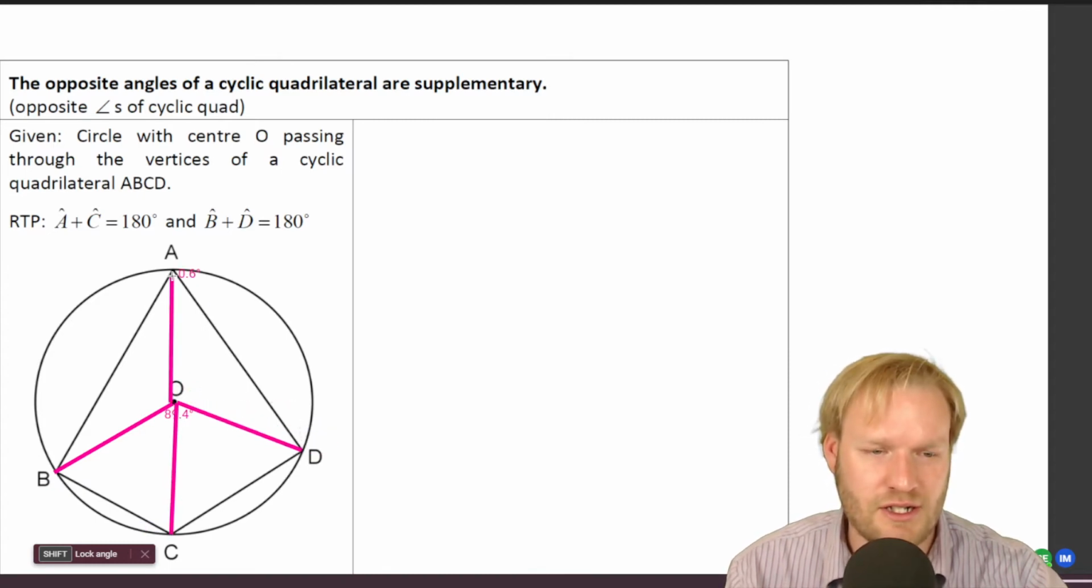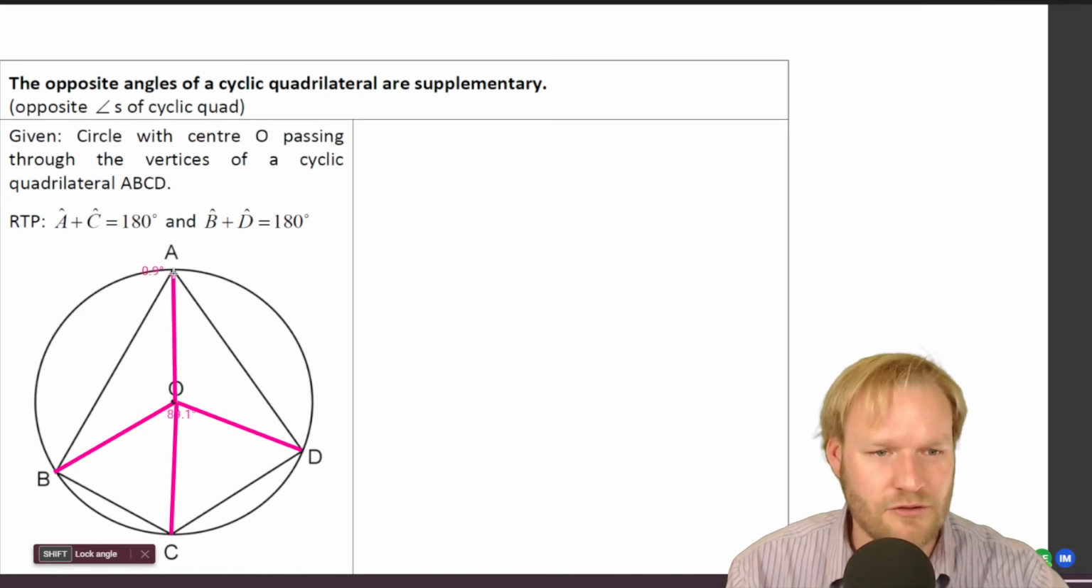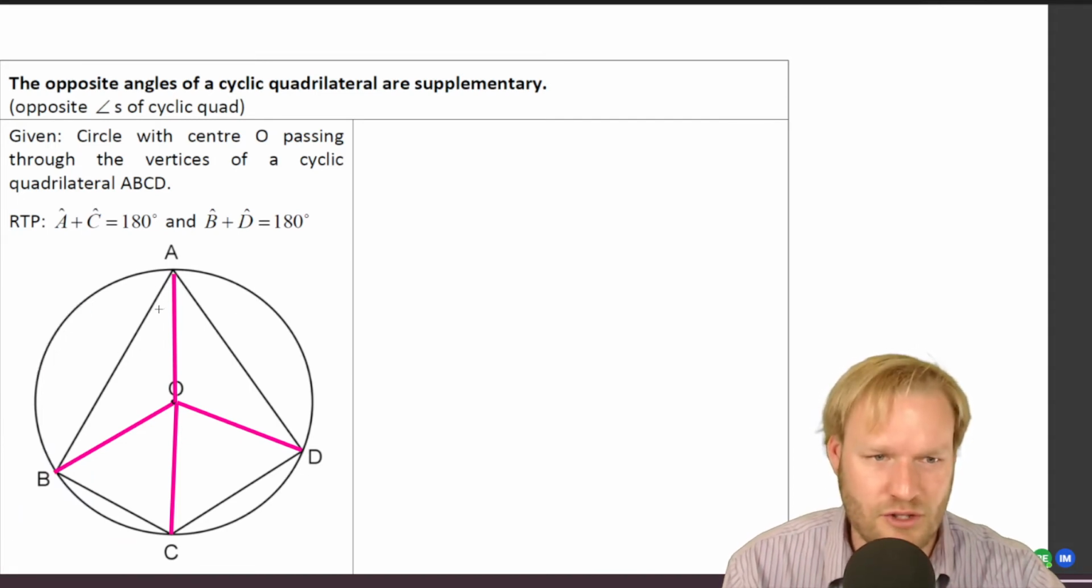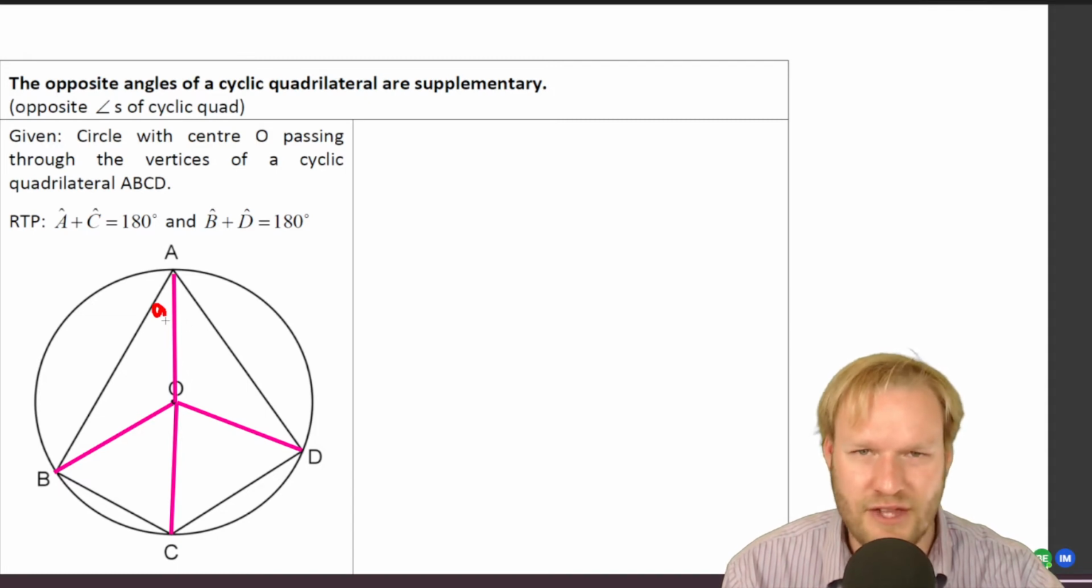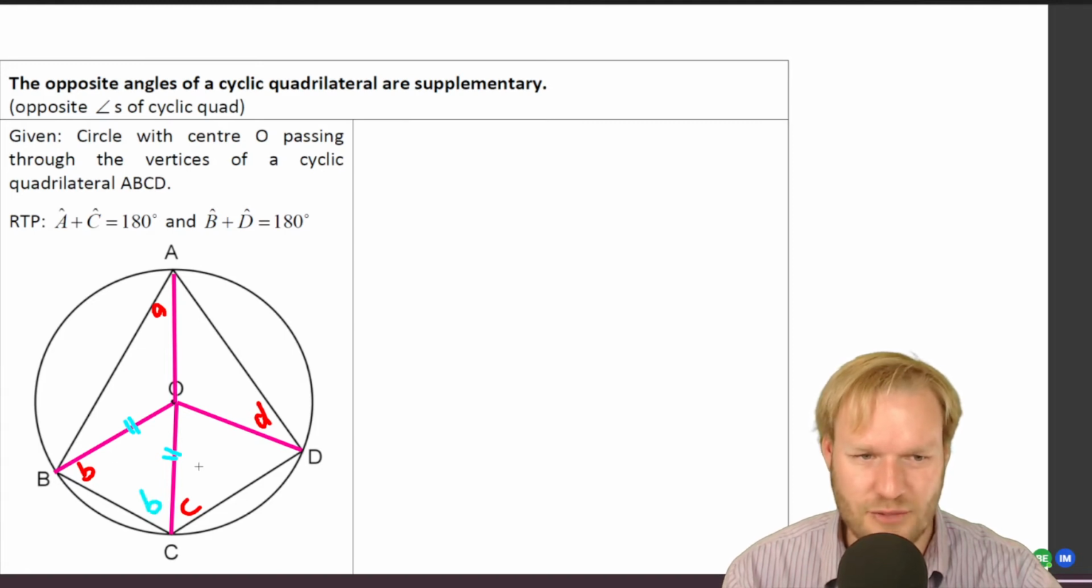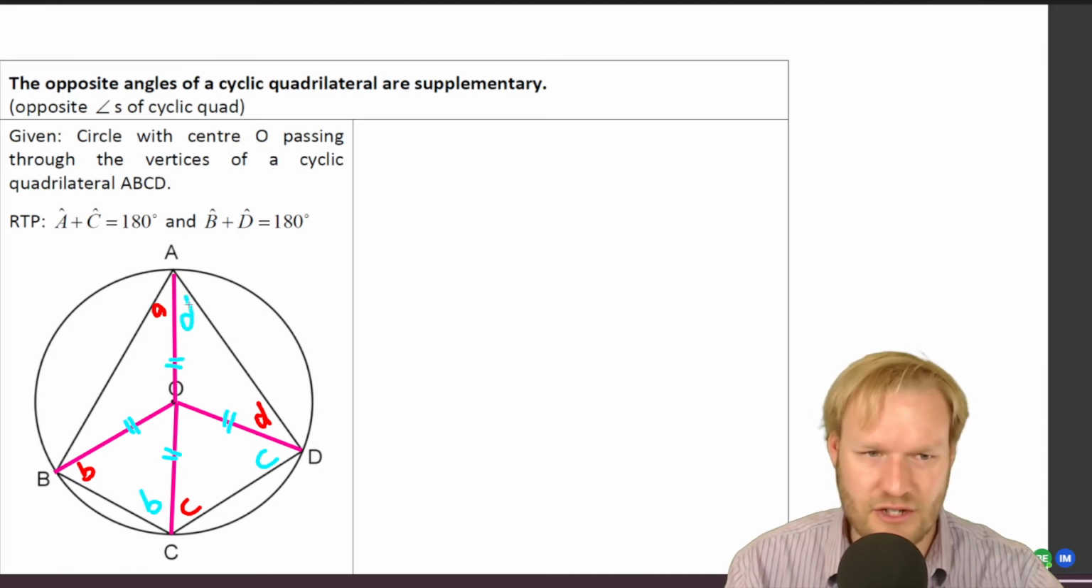So let's construct that. Okay, so there are radii, and what we could do is let each of these angles along here equal something. So I'm going to call this A, that's B, that's C, that's D. Now, because we've constructed these radii of equal length, this equals this, which means we've got an isosceles triangle, so this must also be B. Similarly, this is an isosceles triangle, so that must be C. This is an isosceles triangle, that must be D. And this one here must be A.